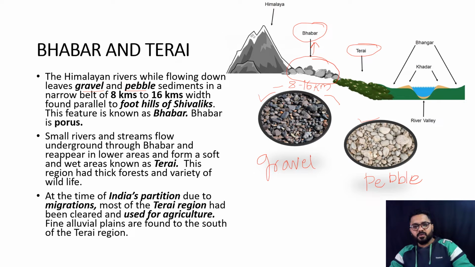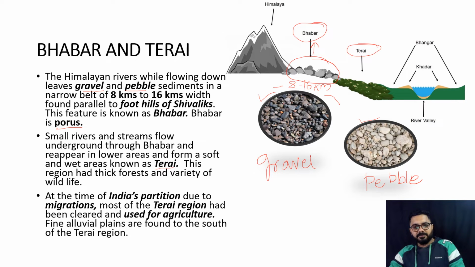Bhabar mostly consists of rocks that are porous. What do you mean by porous? Porous means which contains huge gaps and holes in it. So it contains stones, and there is so much space between the stones, and that is why we call Bhabar a porous region. Small rivers and small streams flow underground through Bhabar and reappear again in the lower areas and form a soft and wet area known as Terai.